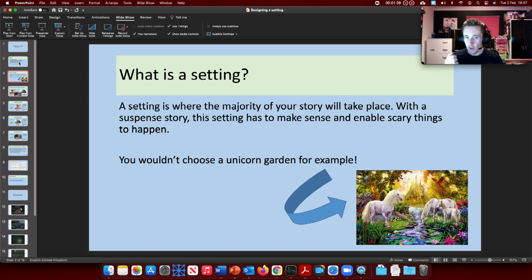Reasonably. So for example, you couldn't have a unicorn garden. That's not going to be a great setting for your suspense story, because it's unlikely that anything scary will happen there. Unless you get trampled on by unicorns, of course.